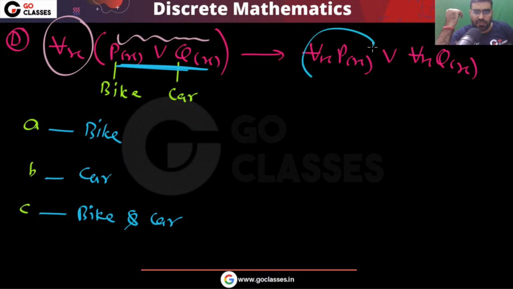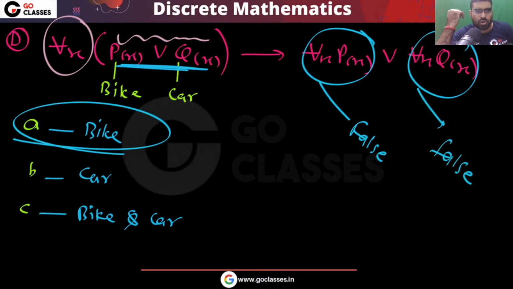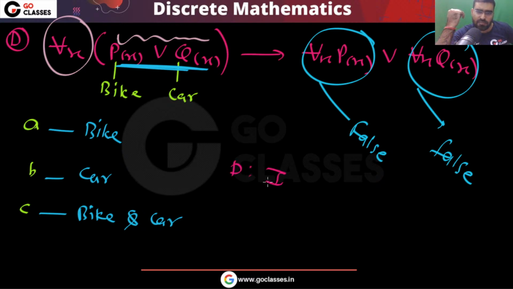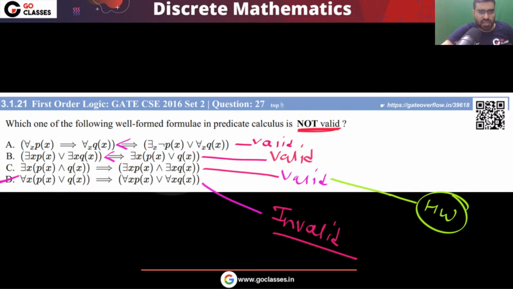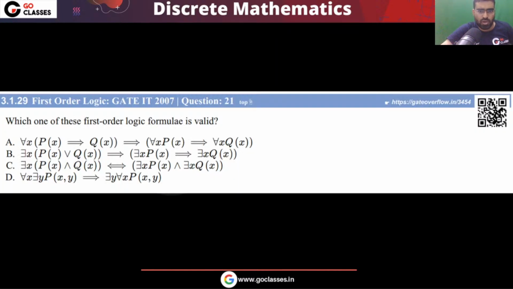Does it mean that everyone has bike? No. So this is false because you can see that B does not have bike. And this is also false, because does it mean everyone has car? A does not have car. So you can easily see that this option D is invalid. Like this, you can solve the question very easily. The question is asking for invalid, so that will be option D. I hope that you understood all these things.